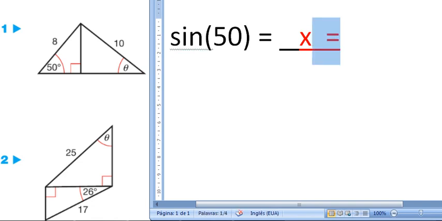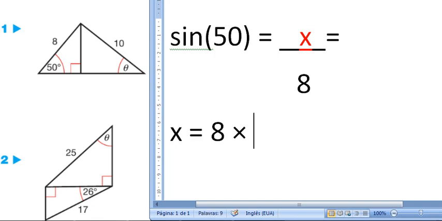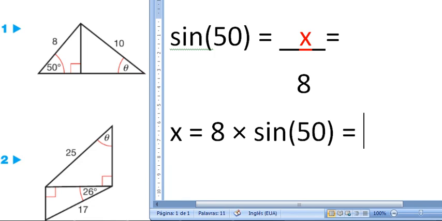x divided by 8. Okay? So, SOH, remember? That's the SOH rule. Sine, opposite, hypotenuse. So at the end, 8 is going to pass to the other side, multiplying. So x is going to be equal to 8 times the sine of 50. Okay, this is pretty simple to find.